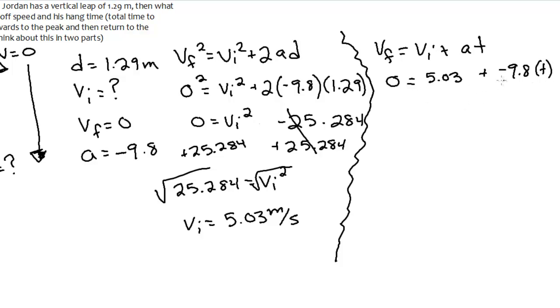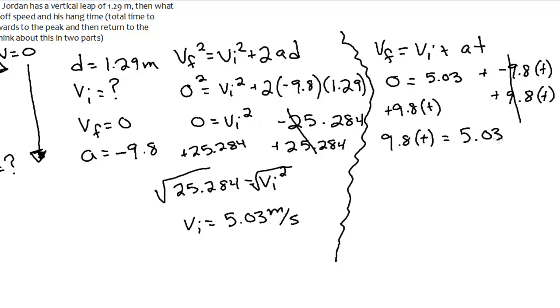All right. So what I'm going to do now is I'm going to add this to both sides in order to turn it positive and get it to the other side of the equation. So I'm going to add 9.8t to both sides. It'll cancel on my right hand side, and now I'll be left with 9.8 t is equal to 5.03. I can get t by itself by dividing each side by 9.8. And then I'll be left with t is equal to 1.03. This is a time, so this is seconds.